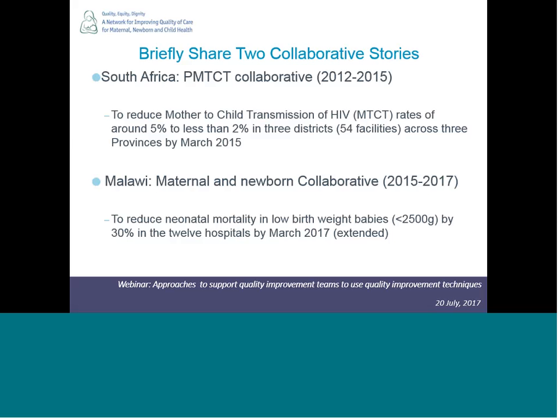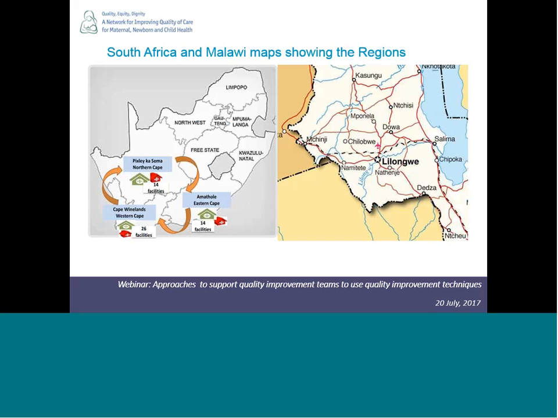And Malawi is also a maternal and newborn collaborative, which is happening in 12 hospitals. The work was started in 2012, and it's continuing because it's been extended by our funder. But the aim was to reduce neonatal mortality in low birth weight babies that are less than 2.5 kilograms. And we wanted to look at a reduction of mortality by 30%.